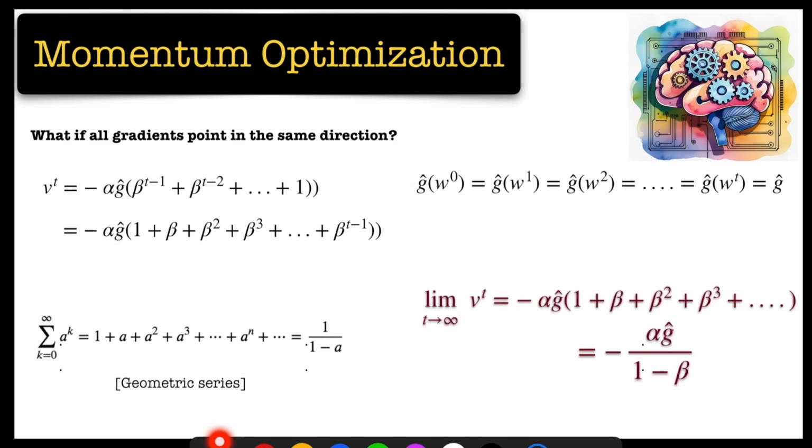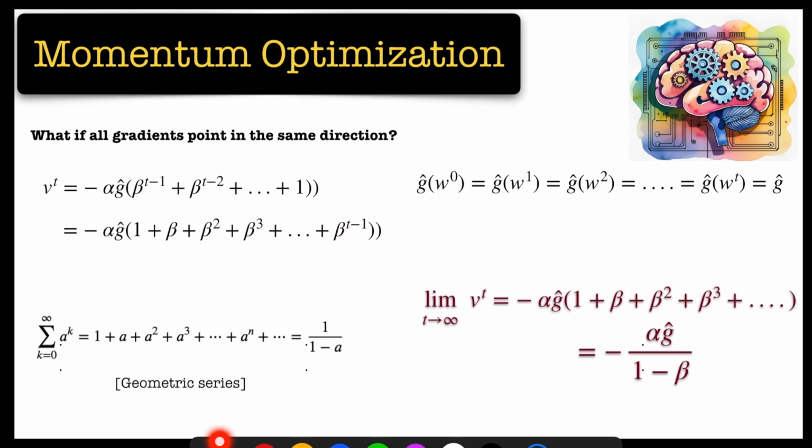Now we know about this geometric series, right? So this is a geometric series. The limit of the summation of a^k, k equals 0 to infinity, that is 1 plus a plus a squared plus a cubed, up to infinity, if you calculate, it will be 1 divided by 1 minus a. So that is a geometric series, we know that, right? This is the same as what we have here.